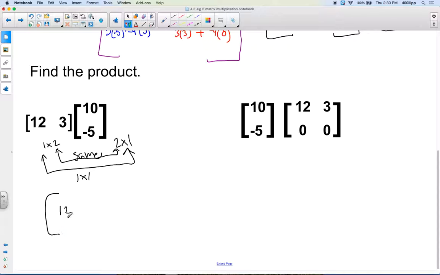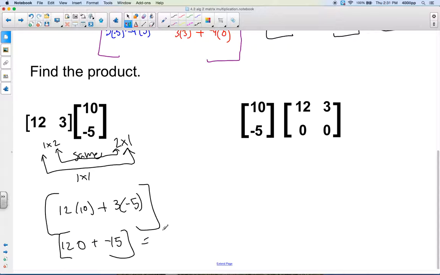Okay. So multiplying this out, I'm going to get 12. So here's my brackets for my matrix. 12 times 10 plus 3 times -5. So I got 120 plus -15. And that is going to give me 105. That's it. It's my matrix, 1 by 1. See? 1 row, 1 column. That's it. It's 1 by 1.